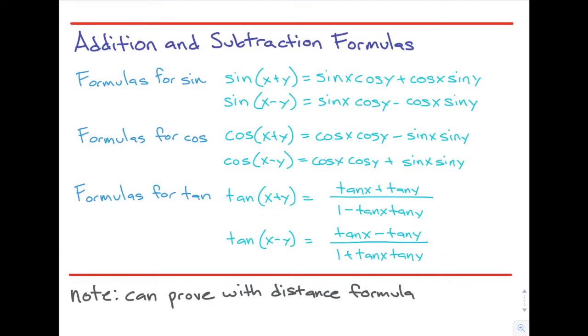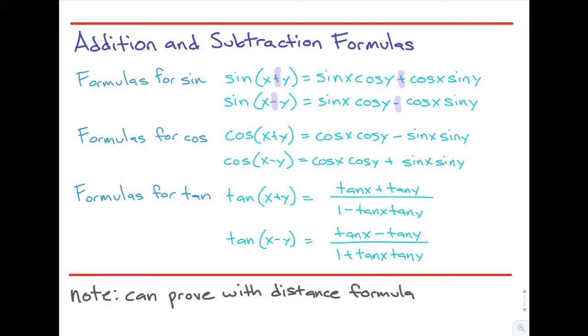So first, the addition and subtraction formulas. The formulas for sine are sine of x plus y equals sine x cosine y plus cosine x sine y, and sine of x minus y is sine x cosine y minus cosine x sine y. The way to remember these is to notice that for addition, we have addition, and for subtraction, we have subtraction. We always start with sine x cosine y, and we end with the opposite.